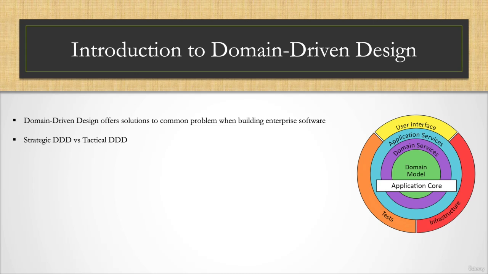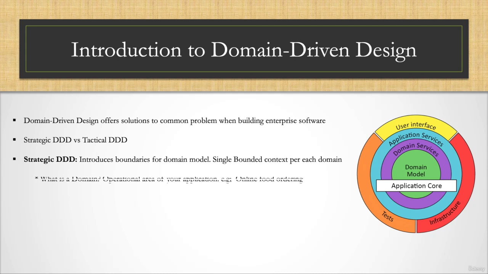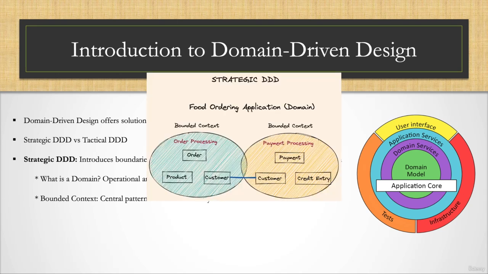Strategic domain-driven design focuses on boundaries in a domain model and introduces the bounded context idea. Domain itself is the operational area of a system, for example, a food ordering application, and it should have well-defined boundaries within that domain. These boundaries are defined using the bounded context, and it will help to group the functionalities of a system. A domain can have one or more subdomains depending on the domain logic.